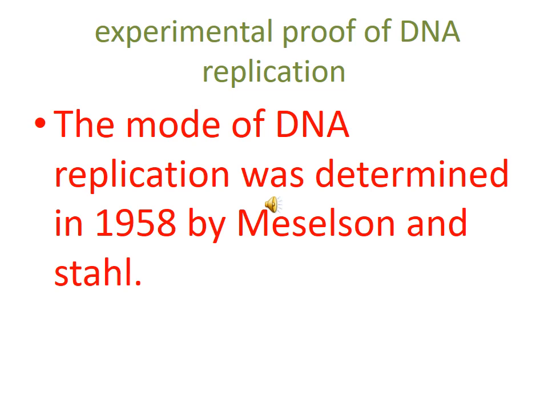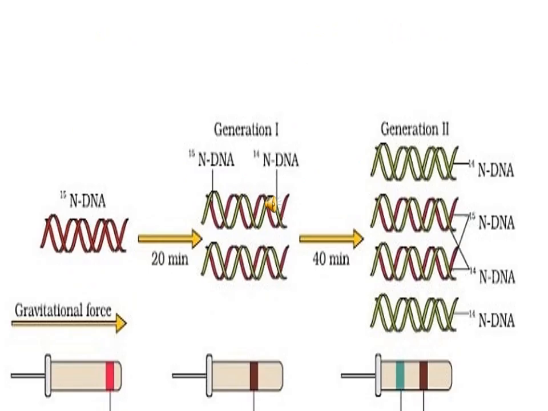Then the second replication, at 40 minutes. Again DNA samples were extracted, and the DNA settled into two bands: one at the light band position and one at the intermediate position. So the result confirmed Watson and Crick's semi-conservative replication hypothesis. This is the important Meselson and Stahl experiment supporting the semi-conservative mode of DNA replication.